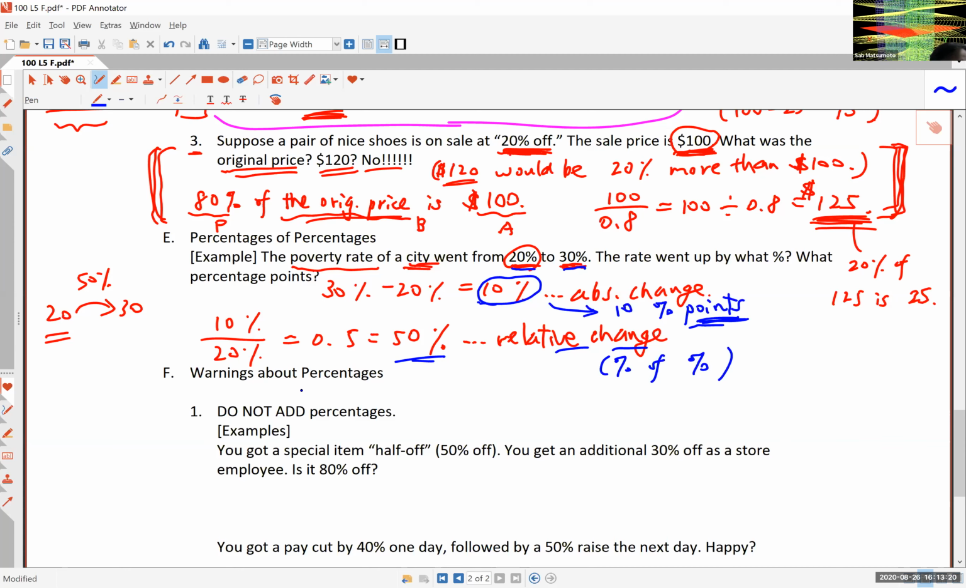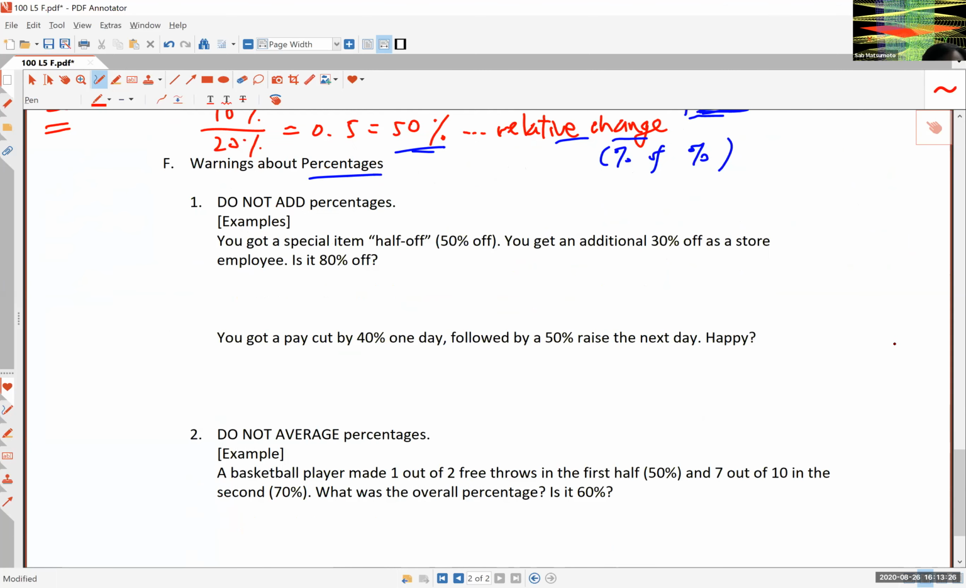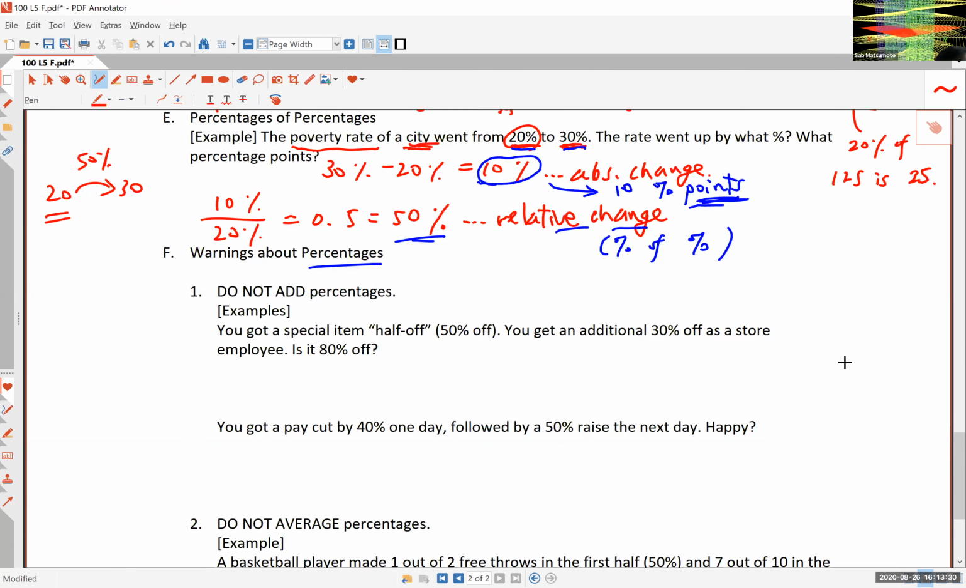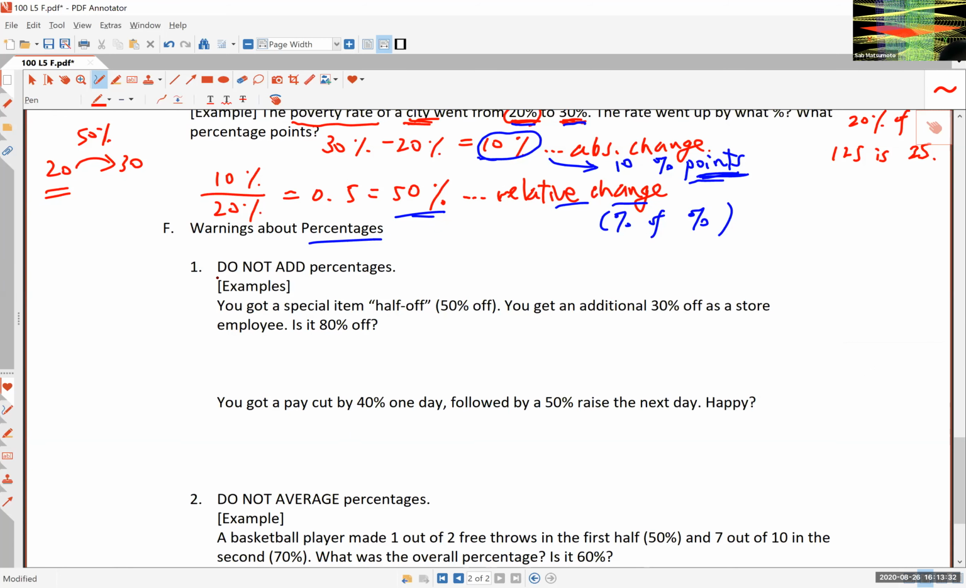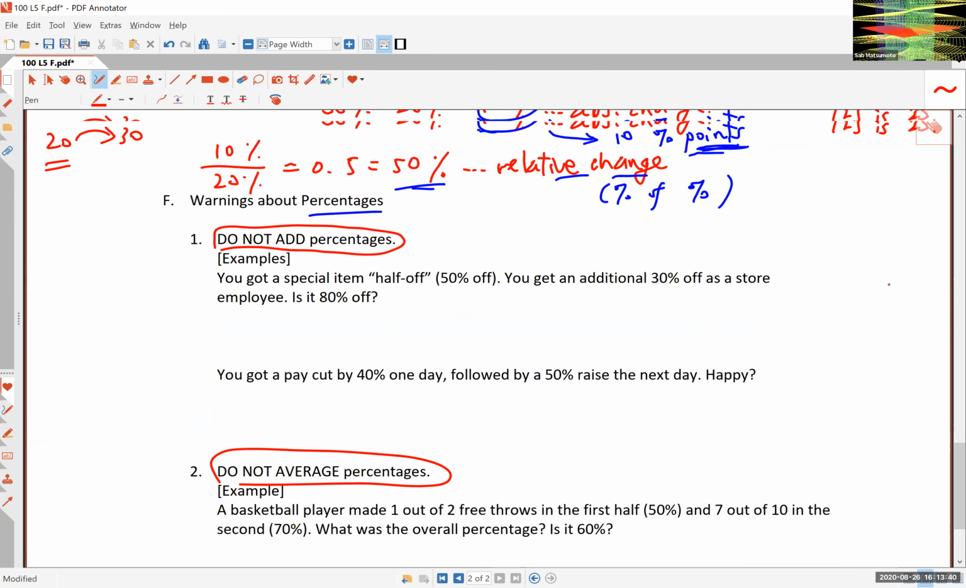Okay, warnings about percentages. This is the last thing we want to talk about, and this, to me, is great. I'm going to tell you the two things I'm going to conclude this lesson with. Number one, don't add percentages. Number two, don't average percentages. Okay, so what am I talking about?